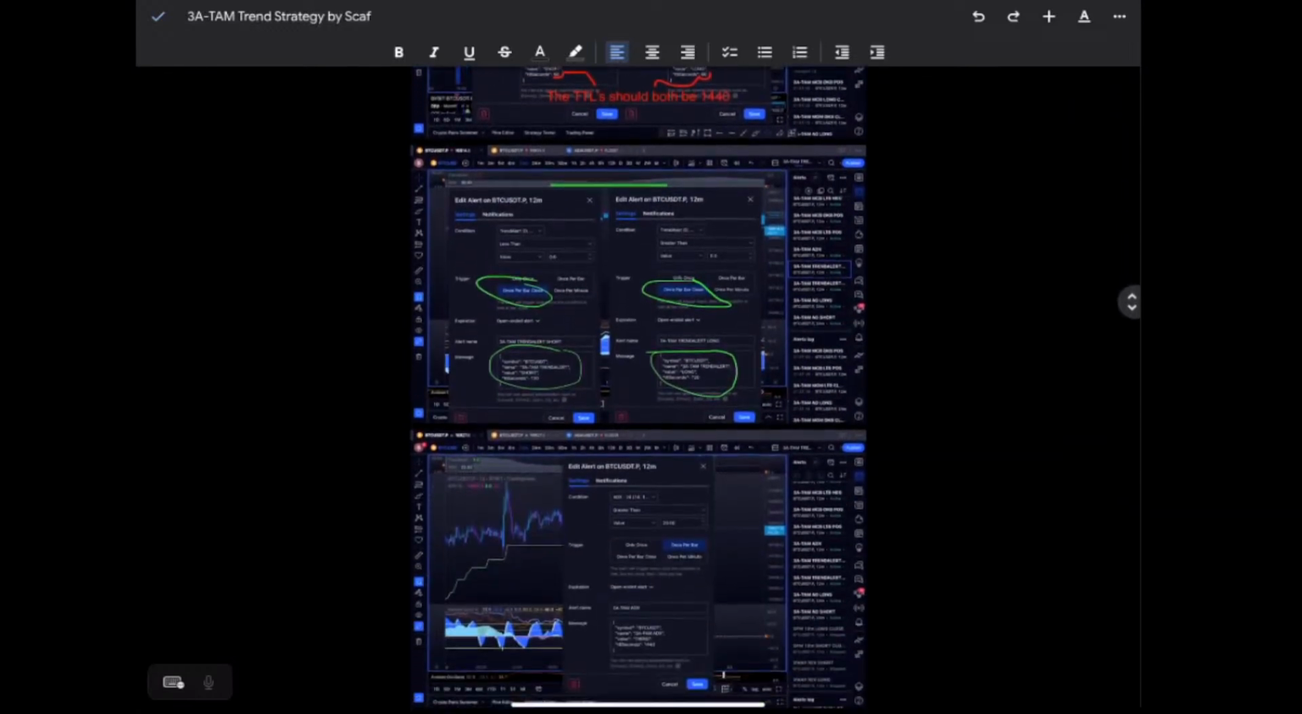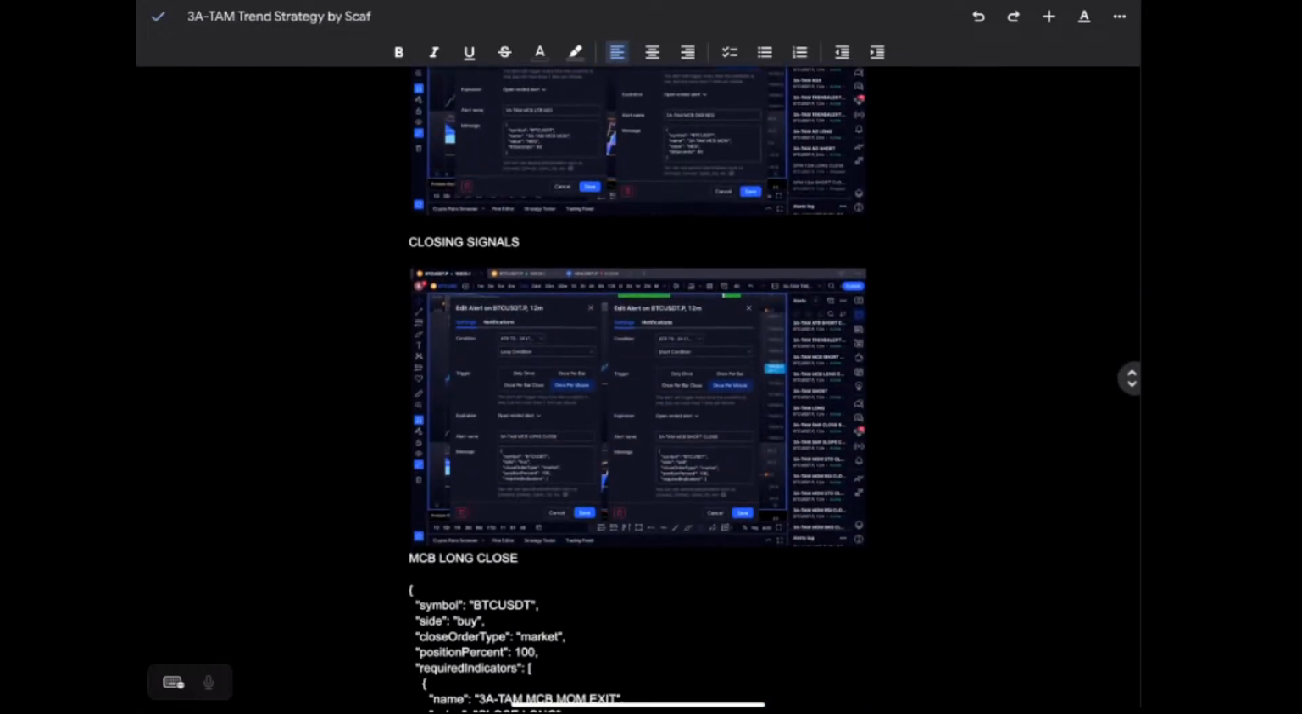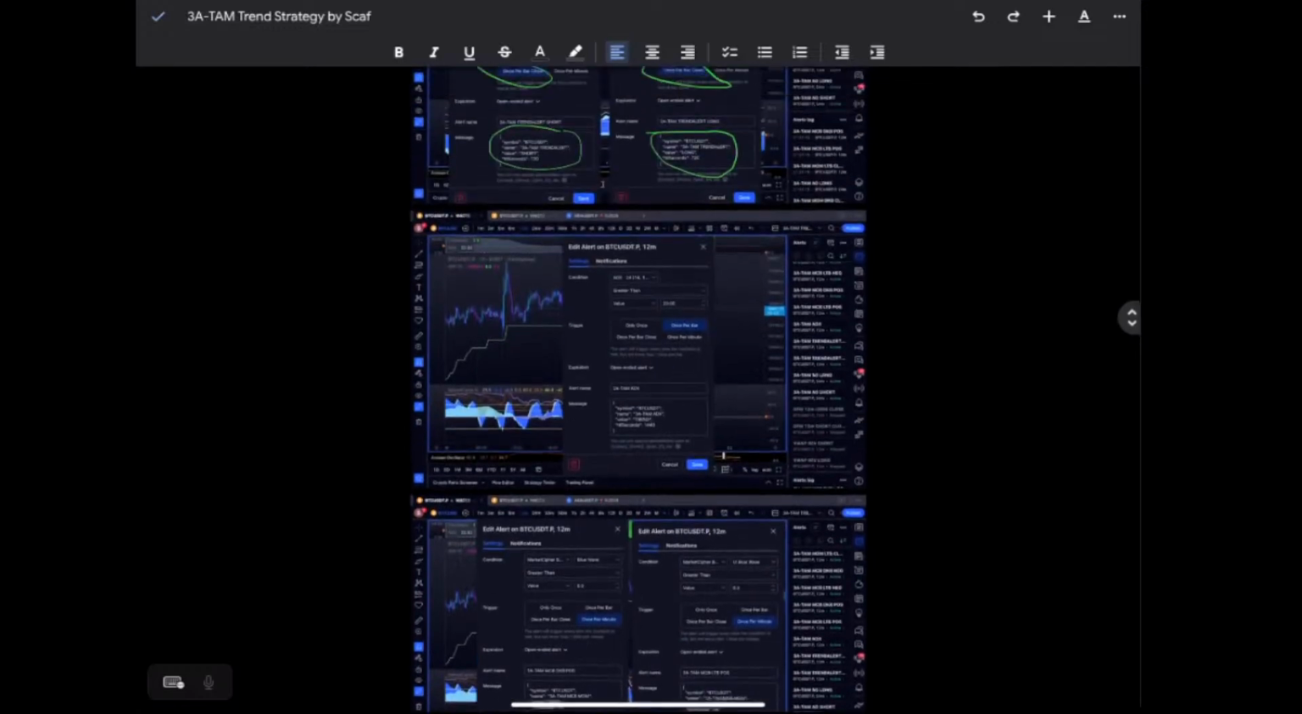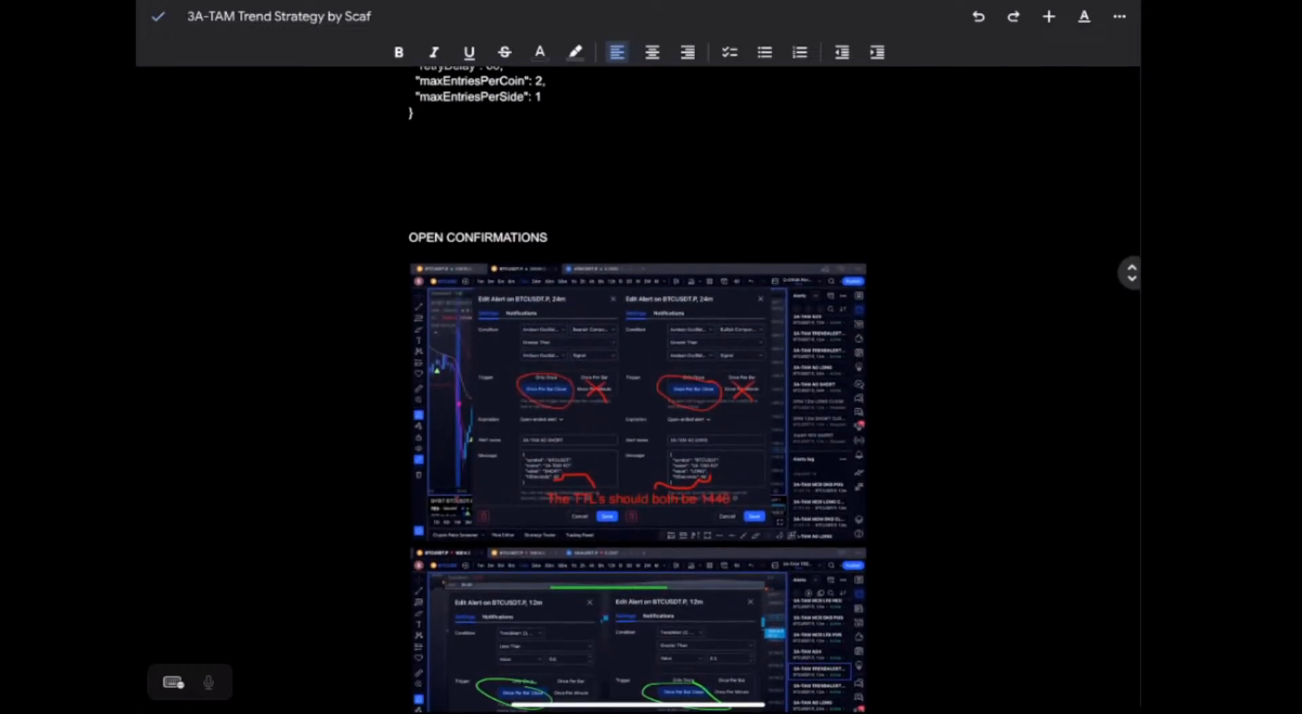Now, I've got to come down here. Everything is laid out very nicely in there. So I've got to find it. Sorry.